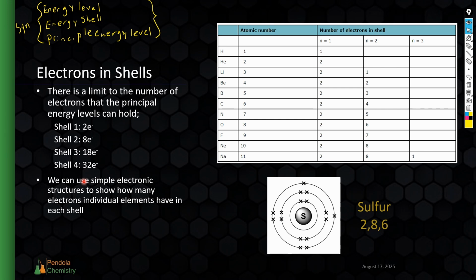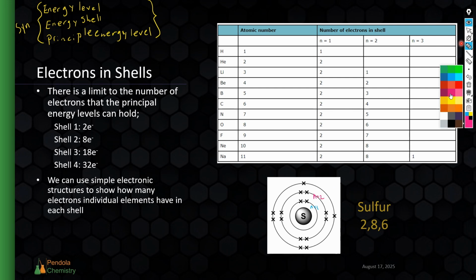We can use simple electronic structures to show how many electrons individual elements have in each shell. And that's what this is right here, this sulfur diagram. This is an electronic structure diagram. It is also often called the Lewis dot diagram because it is very similar to a Lewis structure. But essentially what we have is the nucleus of the atom in the center with the energy levels going out from it. So at the center here we would have energy level 1. So this is n equals 1. Then the second ring that we see here is energy level 2.